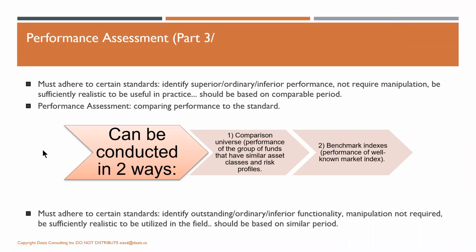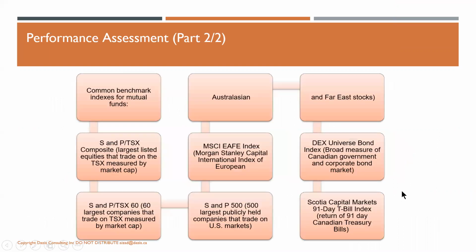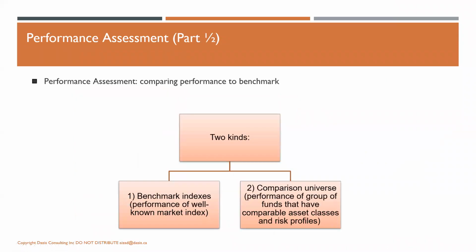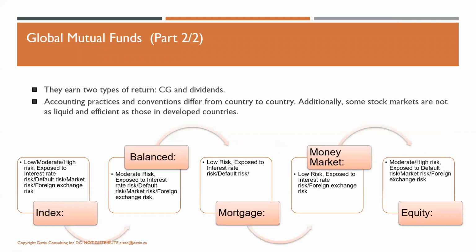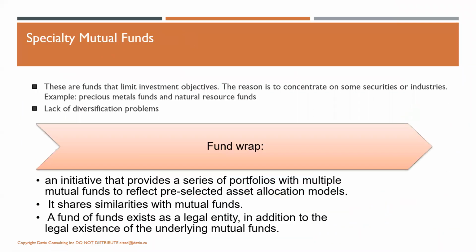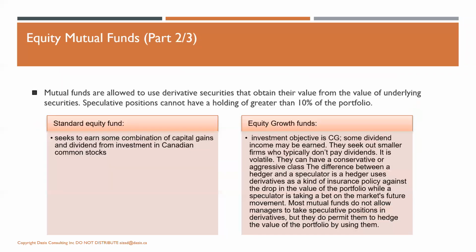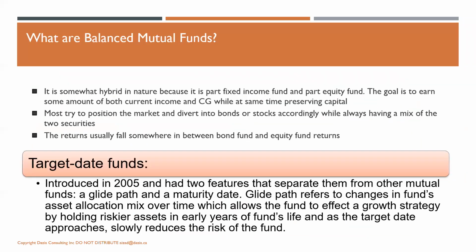They're usually used for example for an RESP, Education Savings Plan, or somebody has a retirement savings plan, a registered RSP, and in the RSP they want to invest for a certain time period, right? So let me go back to here. Target date funds were introduced in 2005. They have two features: a glide path and a maturity date. I'll show you an example of the glide path later. Remind me, I'll show you the target date fund.